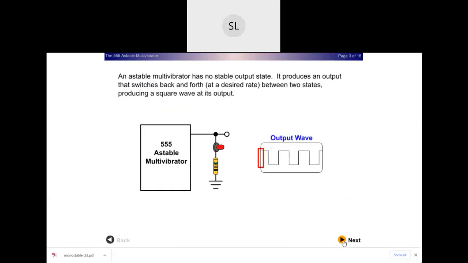Okay, so an astable multivibrator has no stable output state. It produces an output that switches back and forth between two states. Thus it provides a square wave at its output.